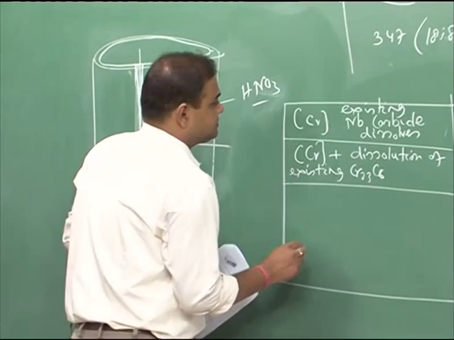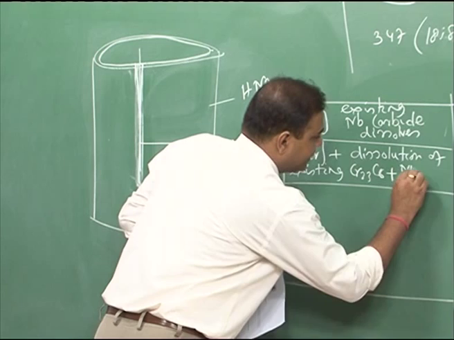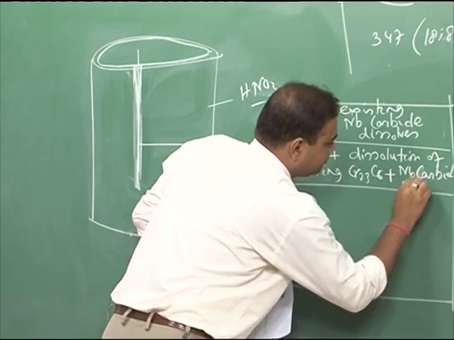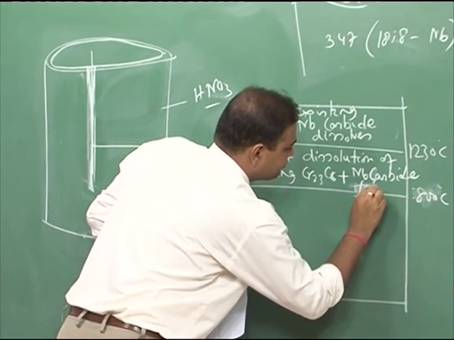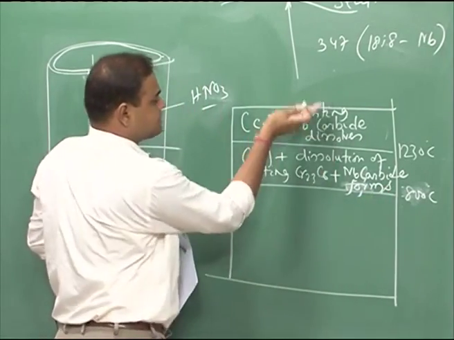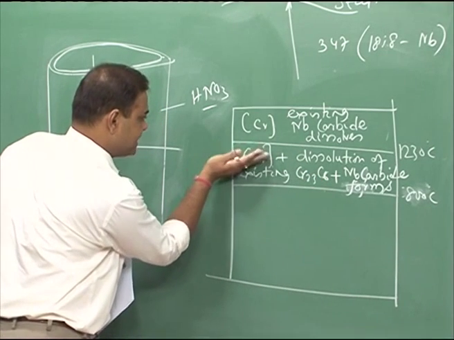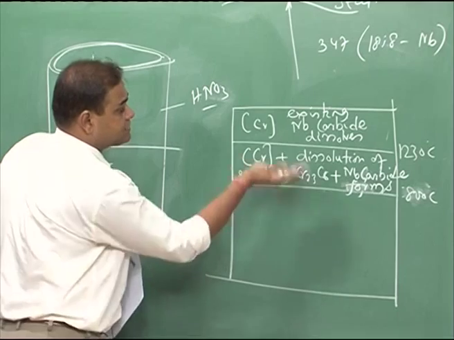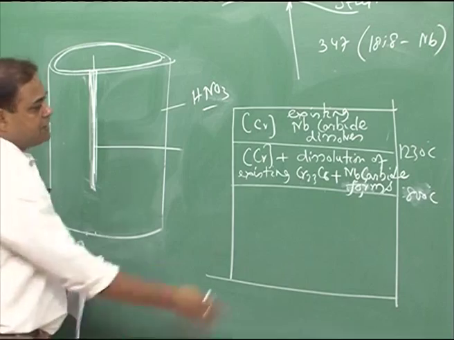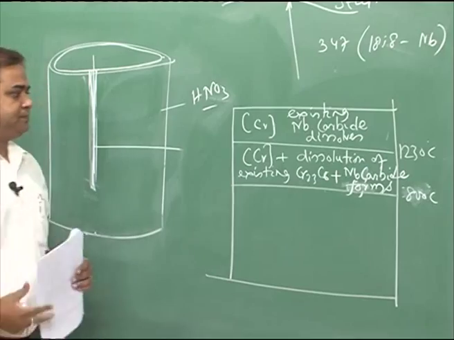And in this temperature zone, there is one more phenomenon, that is niobium carbide will form. Niobium carbide forms. Beyond this temperature, niobium carbide dissolves. Below this temperature and up to 800 degrees Celsius, chromium stays in solution, and if you are heating a stabilized steel beyond this temperature, there will be dissolution of existing chromium carbide, but if there is niobium presence in the steel, the niobium carbide again will form in this temperature zone.